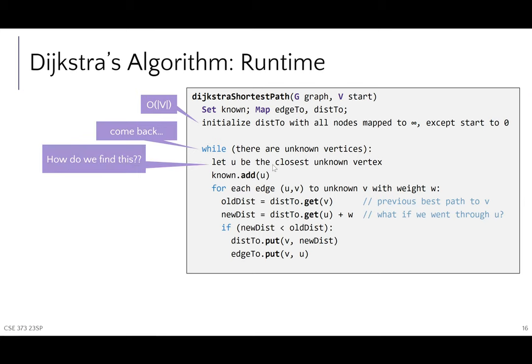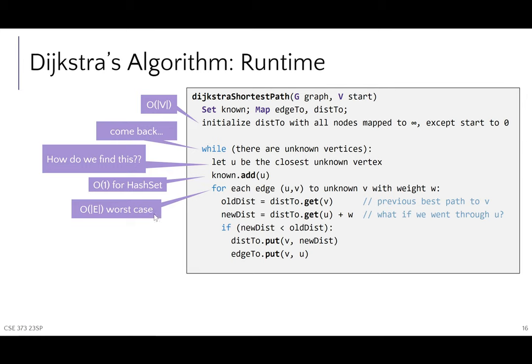And then we've got this magic line that I keep referencing, let u be the closest unknown vertex. But then we add this current u to the set of known things. If we use a hash set, that's constant time, just throw it into the set. Then we have this for loop over each edge off of the vertex I'm currently processing.